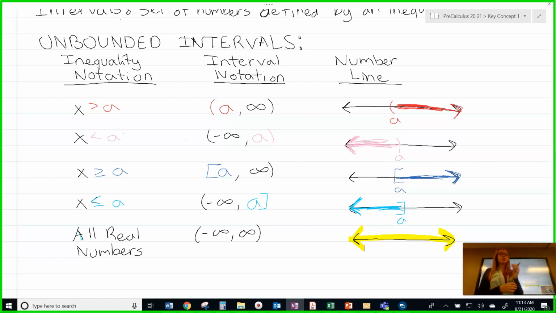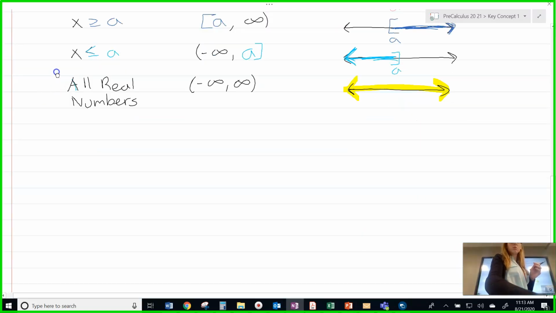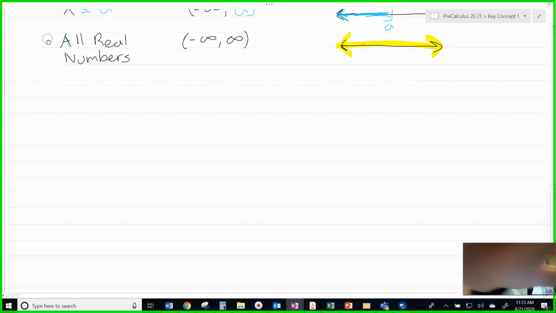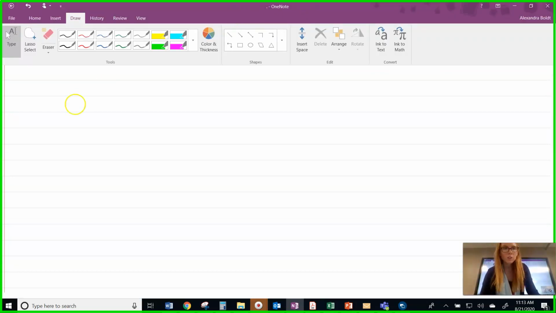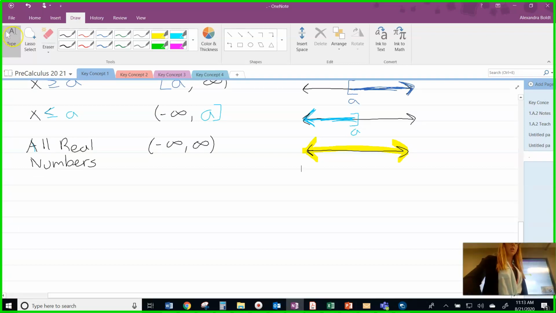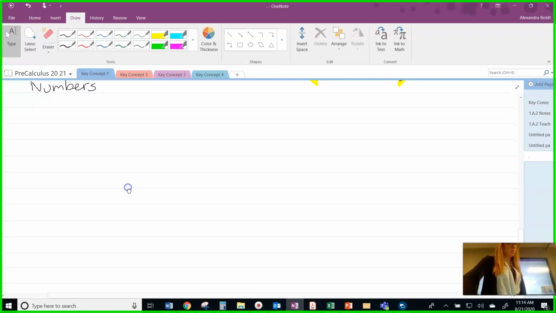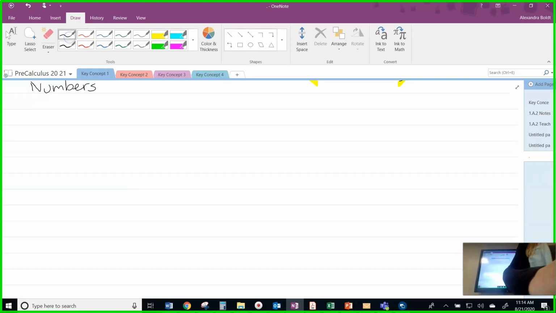The next ones we're going to do are our bounded intervals. I'm going to make this pinned. You can always see my colors. That might help speed things up a little bit. So we're going to look at our bounded intervals.